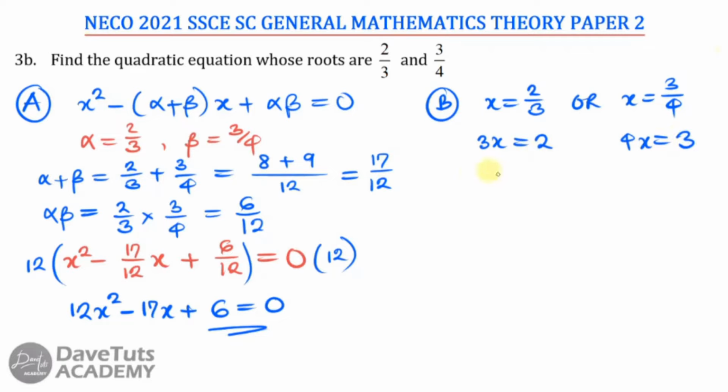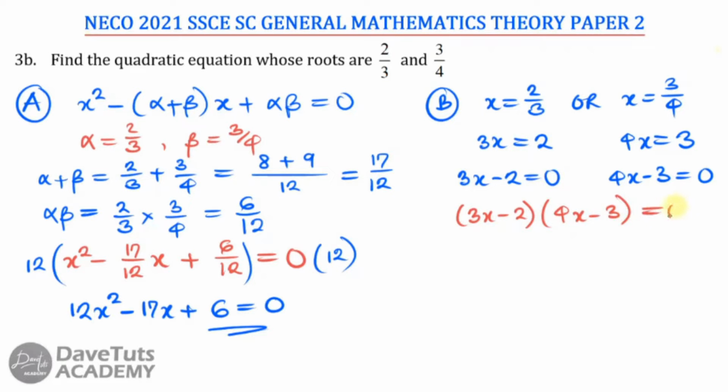And then if you just take everything to the left hand side, in this case we have 3x minus 2 is equal to 0, or 4x minus 3 is equal to 0. So if you have this, that means these are the two factors that we're eventually solving, that if we are bringing them together, we can have 3x minus 2 multiplying 4x minus 3 is equal to 0. So we just need to open up this bracket now. 3x times 4x is 12x squared. 3x times minus 3 will be minus 9x.